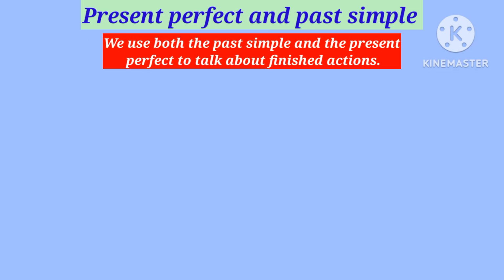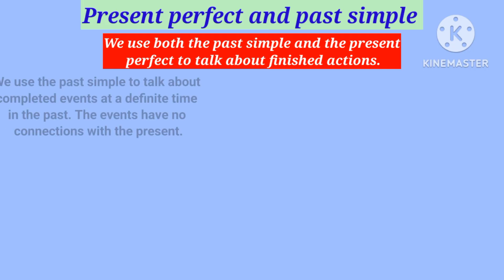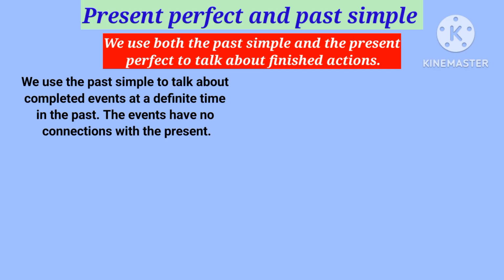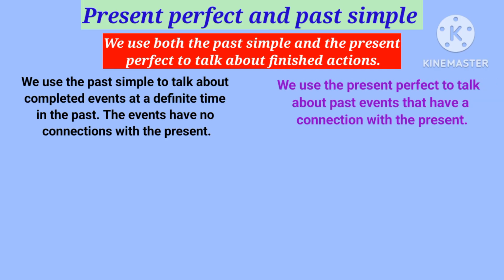We use both the past simple and the present perfect simple to talk about finished actions. We use the past simple to talk about completed events at a definite time in the past. The events have no connection with the present. This point is very important. Something happened in the past, but it has no connection with the present. We use the present perfect to talk about past events that have a connection with the present. So something happened in the past, but it has a connection with the present.